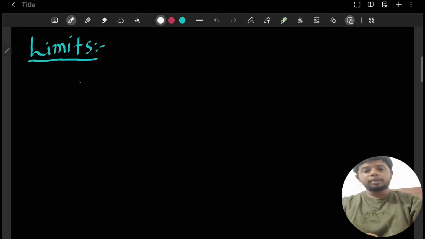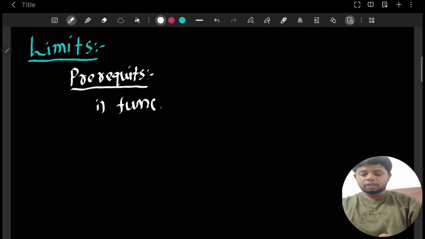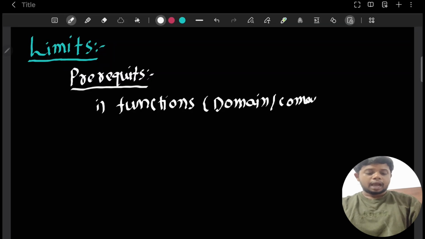Hello guys, so today we'll start the topic limits. To study limits there are some prerequisites, so you have to study these topics first. The prerequisite is that you first have to study functions, and especially in functions you have to know about the domain and codomain of a function. While discussing this topic, I am assuming that you are very familiar with domain and codomain. Then we will move on. Okay.